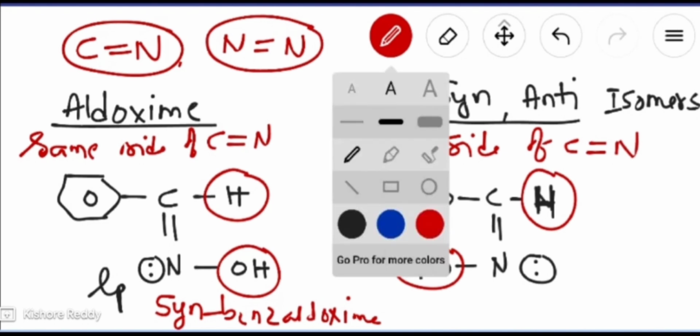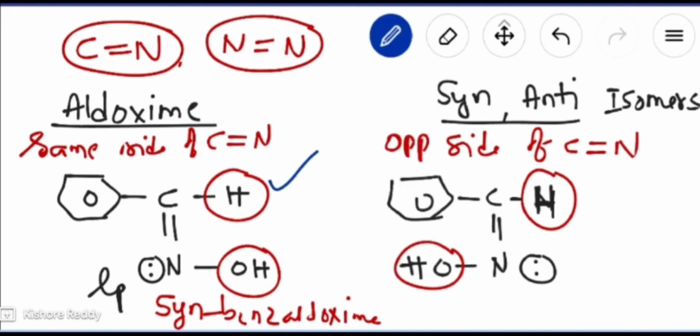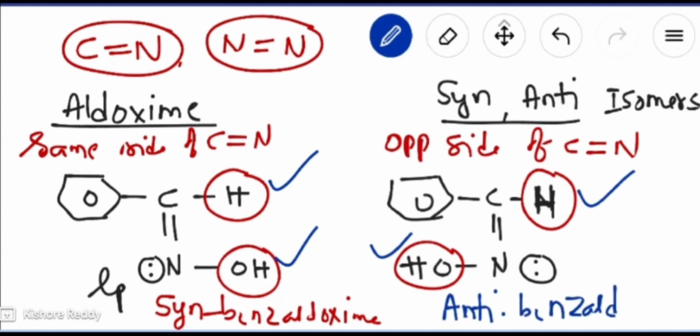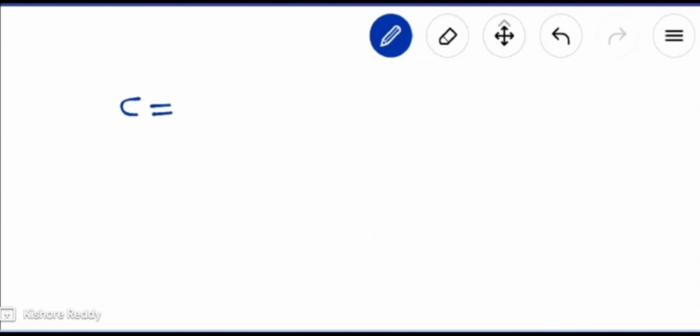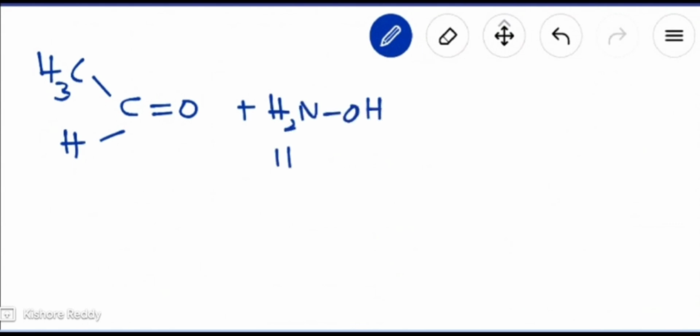Understood? Now we are talking about which structures here: H and OH. They are on the opposite side, hence you call it anti-benzaldoxime. Because we are talking about aldoxime, I'll show you. Suppose you take an aldehyde in this way. This is the CH3 group and this is H. You have taken acetaldehyde, plus you take NH2OH. Now, what is NH2OH? Hydroxylamine.